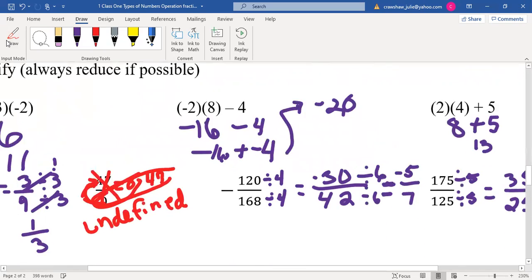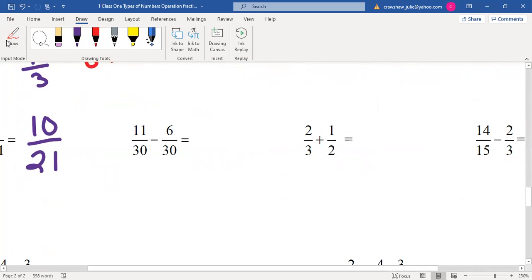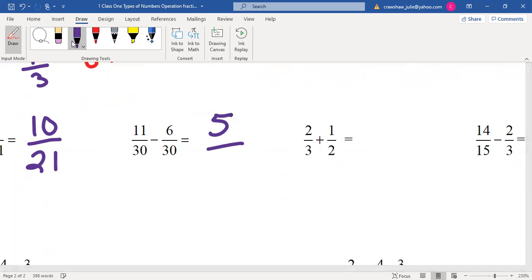Now 11 over 30 minus 6 over 30, they have a common denominator, so I simply can subtract the numerators. 5 divided by 30 does reduce. They're both divisible by 5. 5 goes into 5 one time, 5 goes into 30 6 times. So this particular fraction reduces down to 1/6.